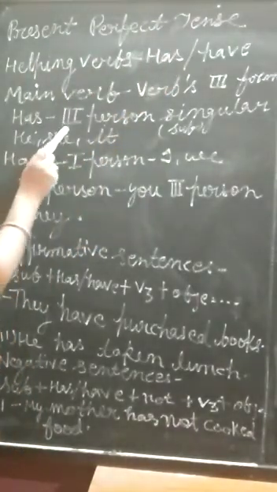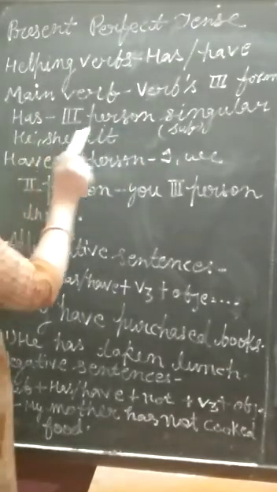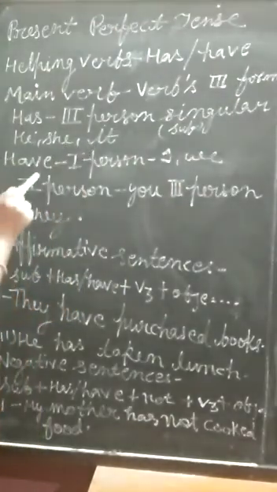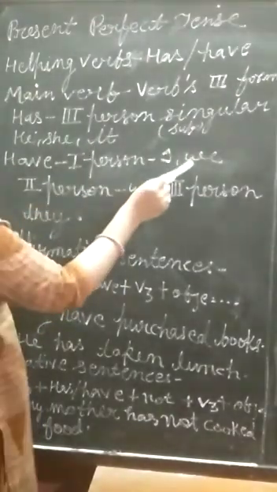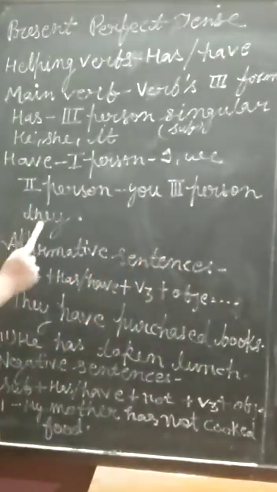Has is used with third person singular. Has is used with third person singular subject he, she and it. Have is used with first person I and we, second person you and third person they.